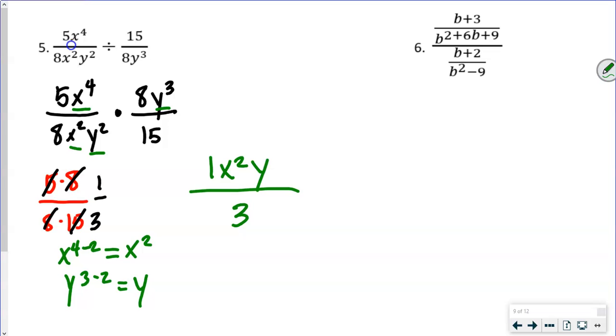right? So notice we don't typically have to put that 1 there, so we can go ahead and just make it this, x squared y over 3. That is our answer, okay?